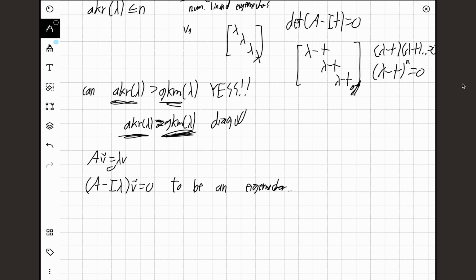it means to be inside of the kernel. If v is an eigenvector, I can express it like this. If v is an eigenvector, then v has to be inside of the kernel of A minus I lambda, where lambda is that eigenvector's eigenvalue. They're such similar words, it's actually terrible. But yeah, this is what it means to be an eigenvector. Now, algebraic multiplicity of an eigenvalue counts the number of generalized eigenvectors.